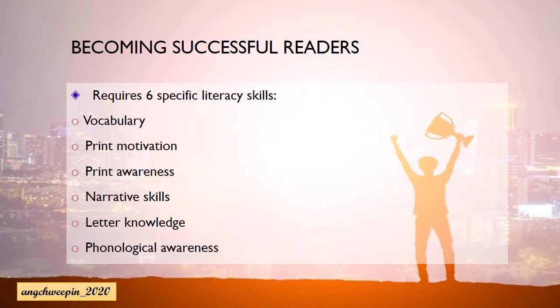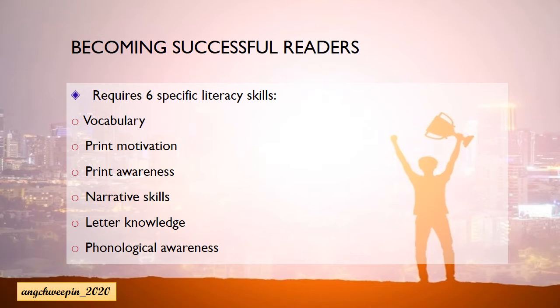Third, print awareness. It gives the children the awareness that writing in English follows some basic rules, like writing from top to bottom and left to right. Parents can encourage this awareness by pointing out and reading words on signs, labels, signages, menus, or anywhere possible to the child.